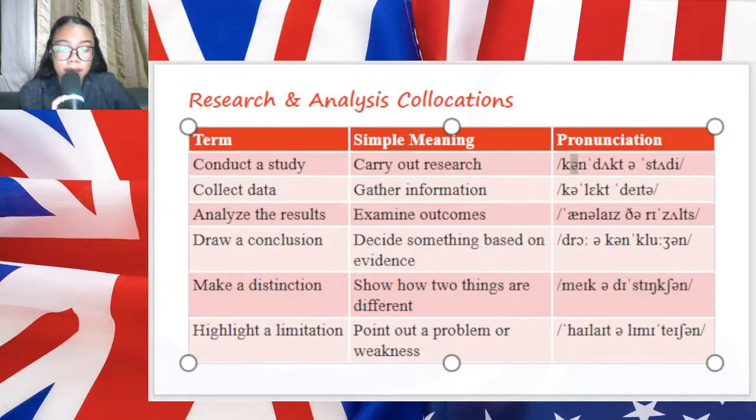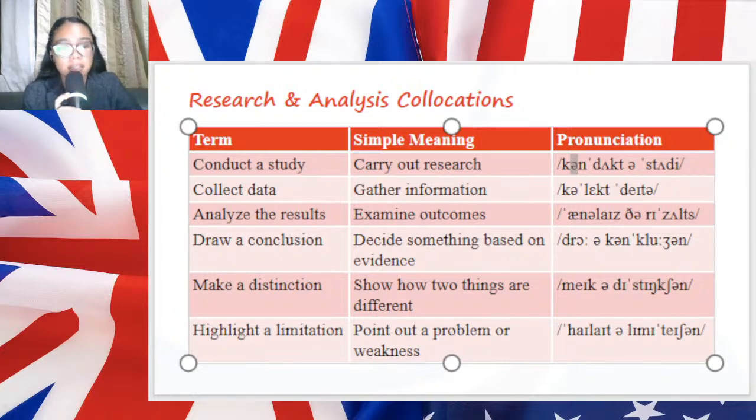Then the second syllable is D. It is a soft D with a short E vowel sound. So we say it as study. Again, study, clearly emphasizing the first syllable. So we try to put it all together. We say conduct a study.